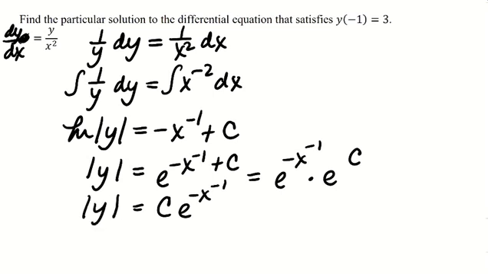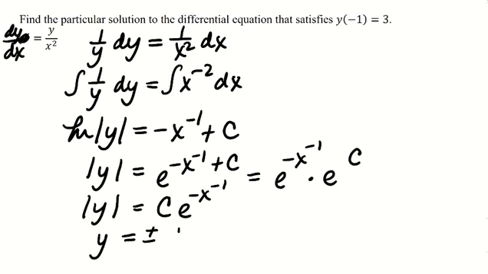Now, if I'm going from absolute value of y to just y, how do I account for that on the other side? Do y'all remember from pre-cal? We did this just a little bit. Yes, yeah, you use a plus or minus. Because if the absolute value of y is equal to this thing, then y could either be this thing or it could be the opposite of this thing.